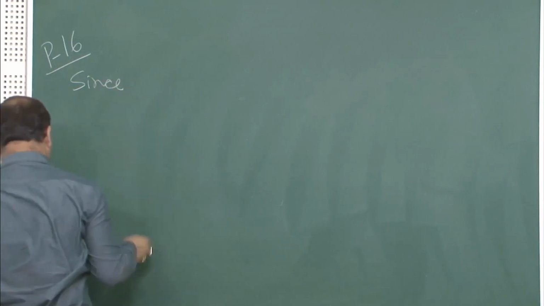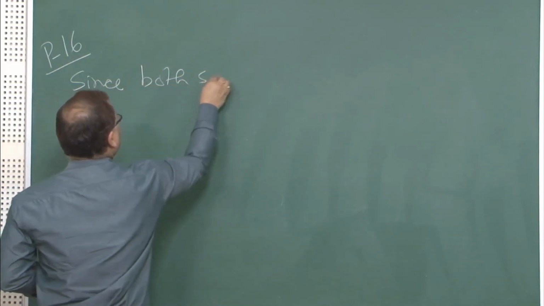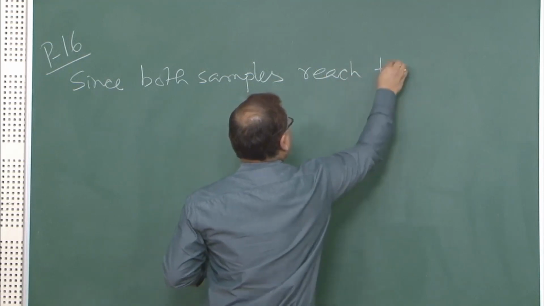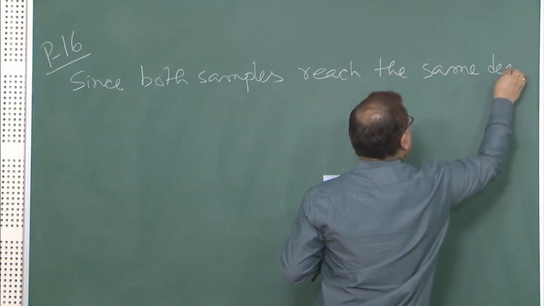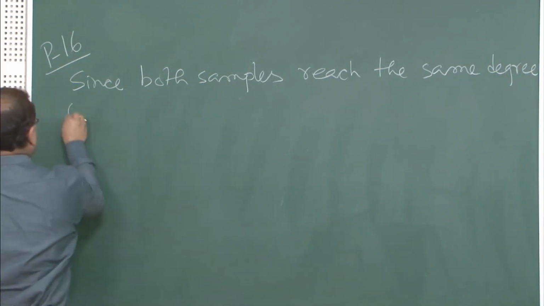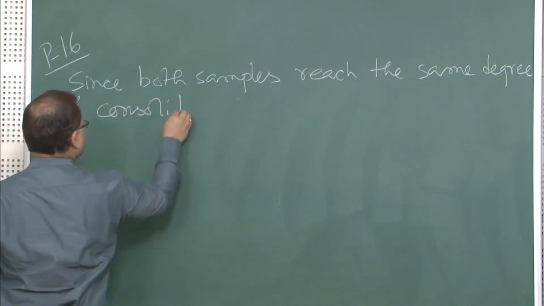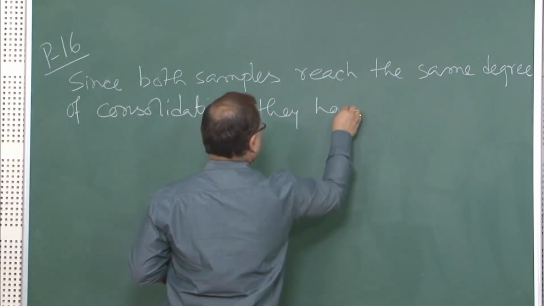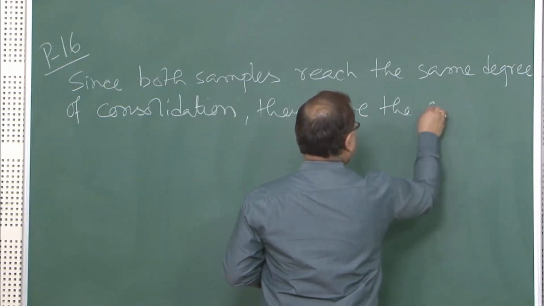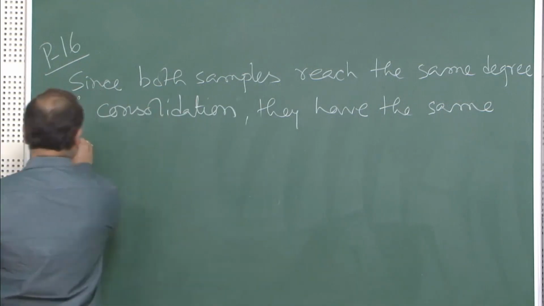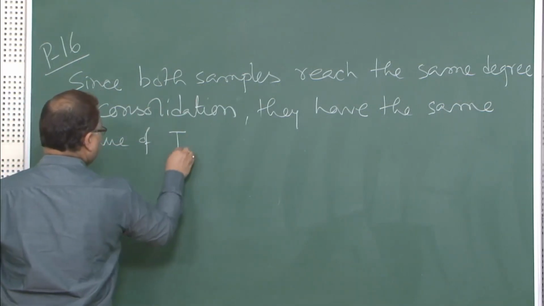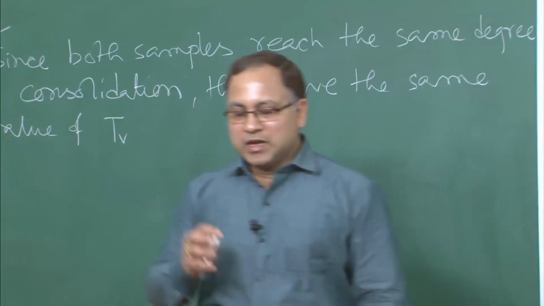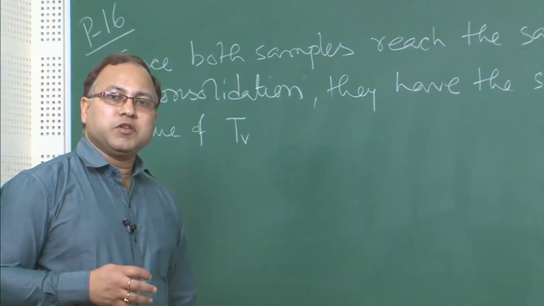Now, since both samples reach the same degree of consolidation, they have the same value of time factor TV, agreed, because once you know the average degree of consolidation, you can find out TV by the equations we have obtained.